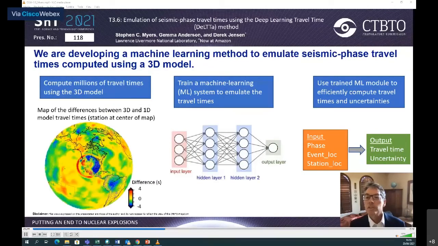For these reasons, we have developed a computationally efficient machine learning method to emulate travel time calculation through a 3D model. Our approach is to compute hundreds of millions of travel times that are then used to train a machine learning model. An example of travel time predictions is shown on the left, where differences between spherically symmetric and 3D model predictions for about 1 million rays are shown for a station in the United States. We then use the pre-computed travel times for stations around the globe to train a network, but more on that in a moment. Then we use the trained network to compute travel times for arbitrary event and station locations, and eventually for any phase.